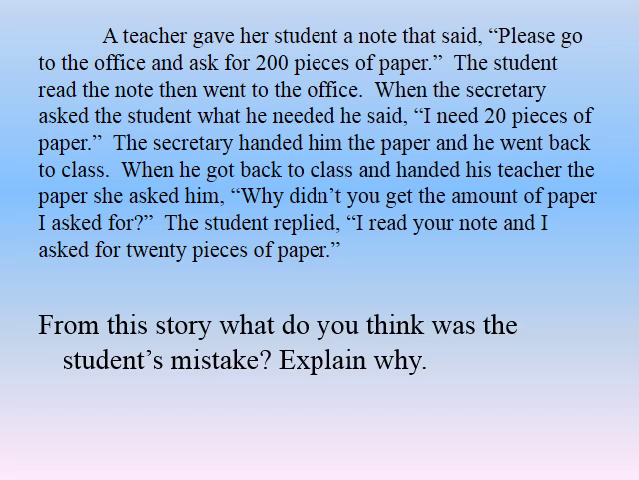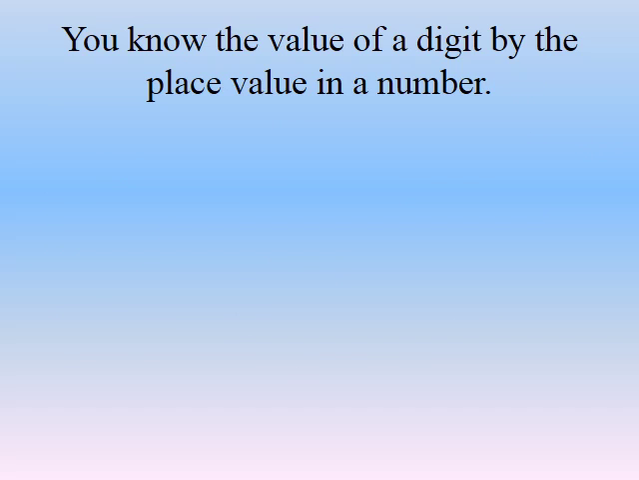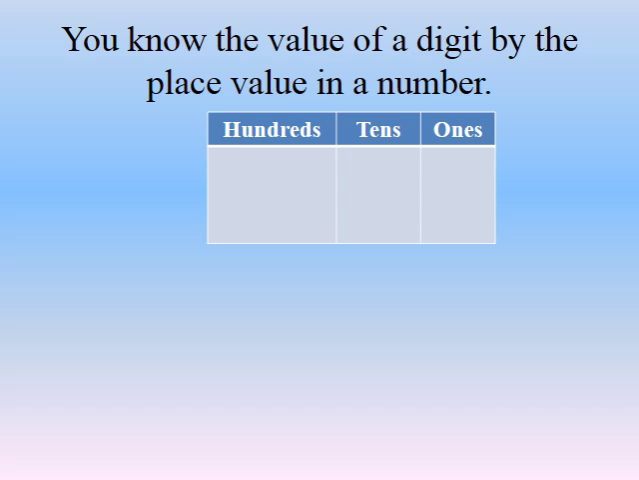So from this story, I think that the student's mistake was that they did not understand that 200 stands for 200 instead of 20. They got their place value messed up. So when we understand place value, then we won't have those sorts of problems. You know the value of a digit by the place value in a number. So depending on where the digit is in a number depends on how much it's worth.